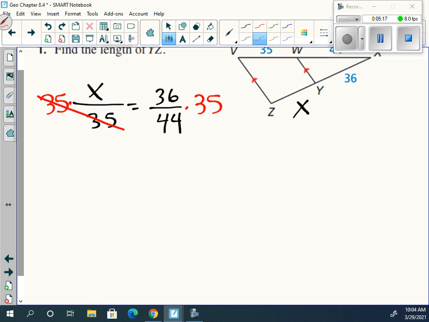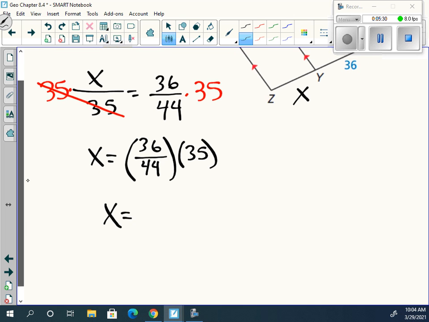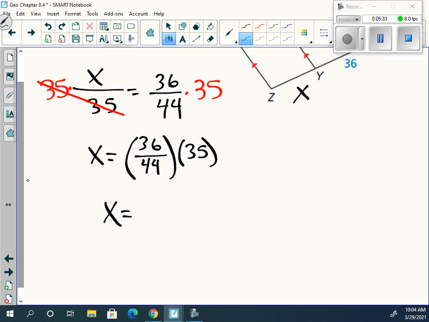So these will cancel out, leaving us with x is equal to 36 over 44 times 35. And again, at this point, we can type this straight into the calculator. So 6.4 if we round up.